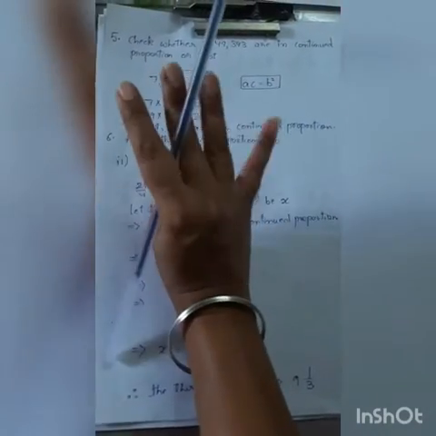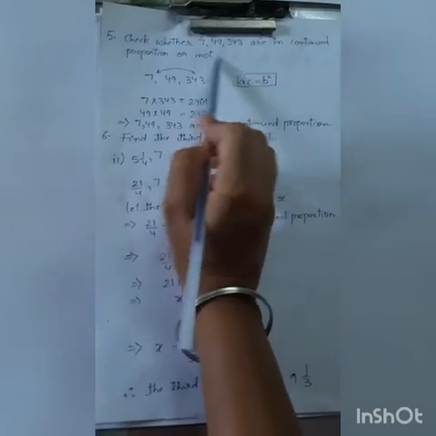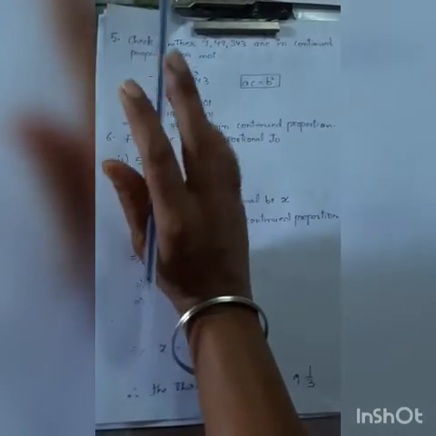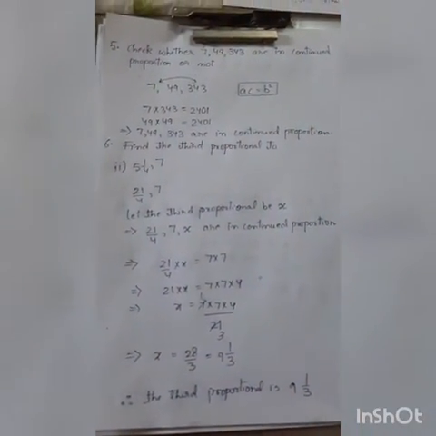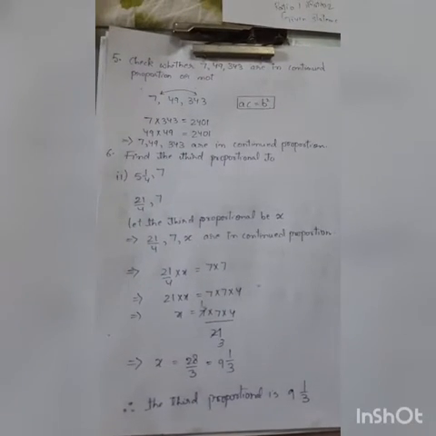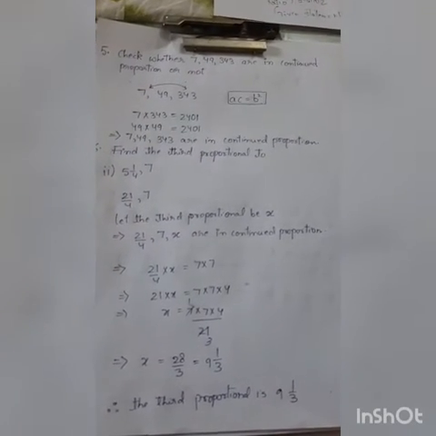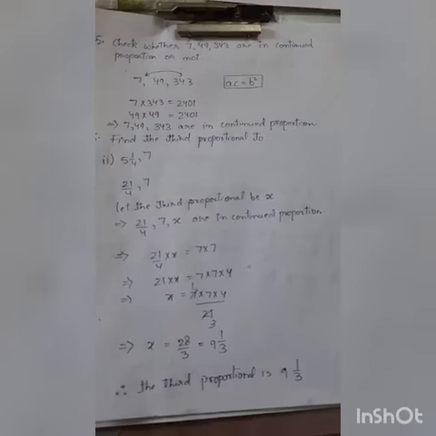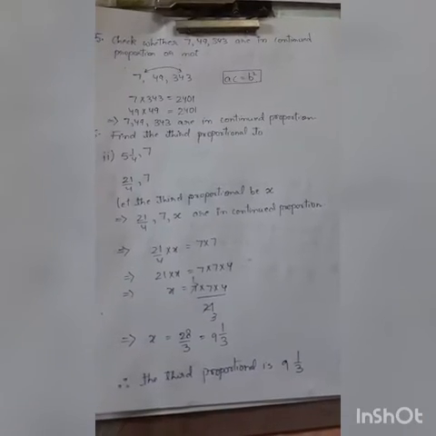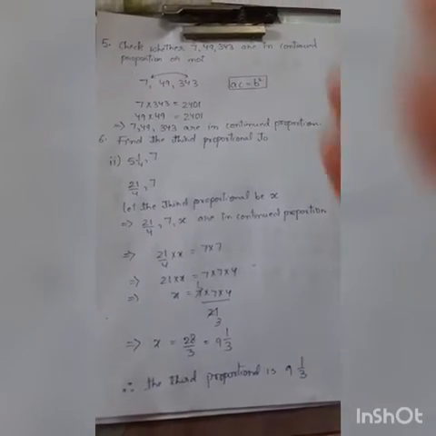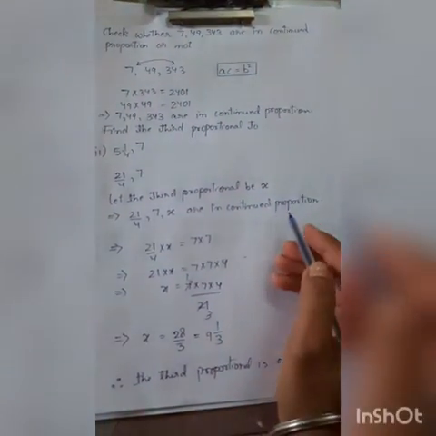Students, we say the 4 terms are in proportion, but when 3 terms are there, we will say they are in continued proportion. I repeat, when there are 4 terms we say the 4 terms are in proportion, like the previous question which we did. But when 3 terms are there, we don't say they are in proportion. We will say they are in continued proportion. So we have to tell whether the 3 terms are in continued proportion or not.